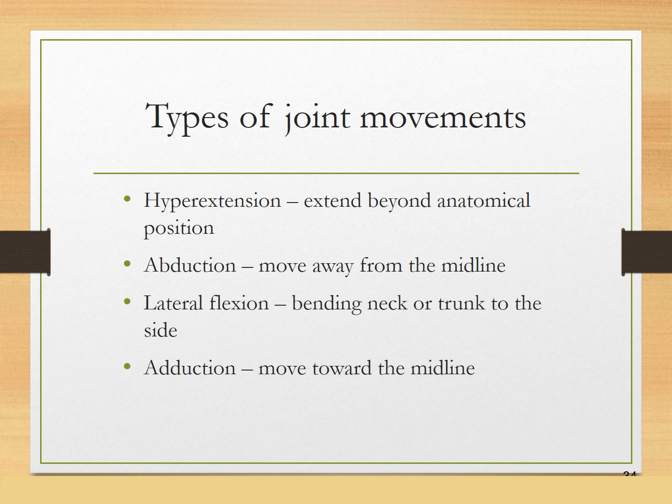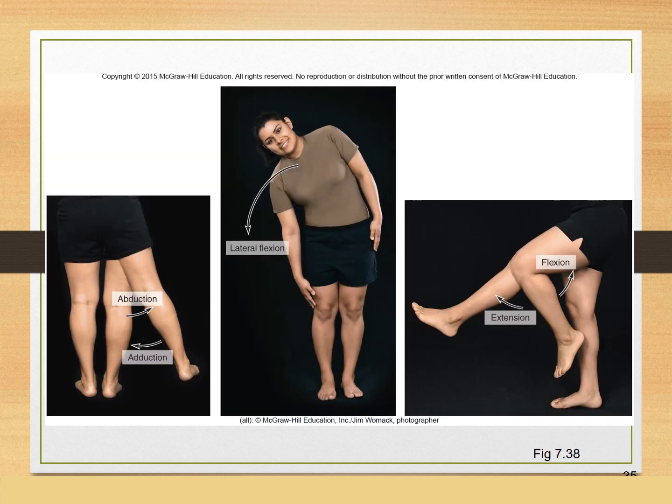Lateral flexion is when you bend your neck from shoulder to shoulder, side to side, or bending your trunk from side to side. Here are some more examples. You can abduct and adduct your leg, showing lateral flexion. Also extension, flexion of the knee.